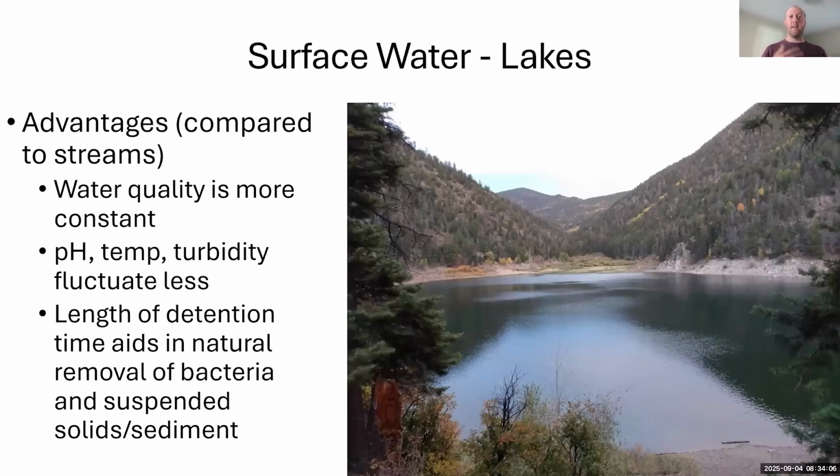And so basically that's done two ways. The sun constantly hitting that surface water is actually going to kill some of the bacteria that's in there. And then second, because water is going very slowly, it's pretty much not moving at all through a lake, there's a lot of time for all that sediment to fall out of suspension, so kind of settle out. So that can be the advantages of a lake versus a stream.